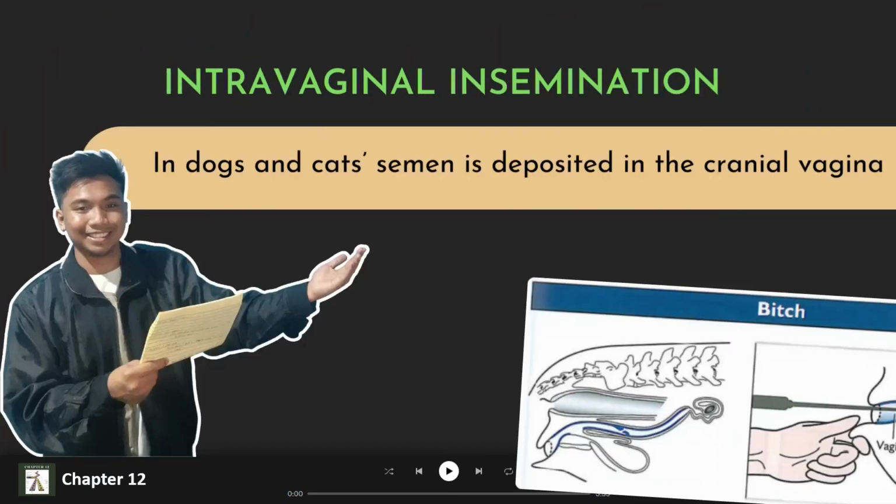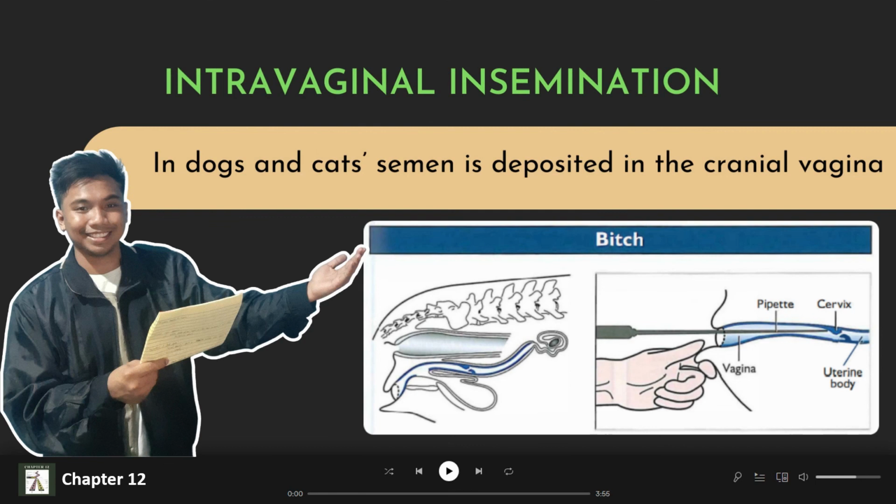And lastly, the intravaginal insemination. In dogs and cats, semen is deposited in the cranial vagina.